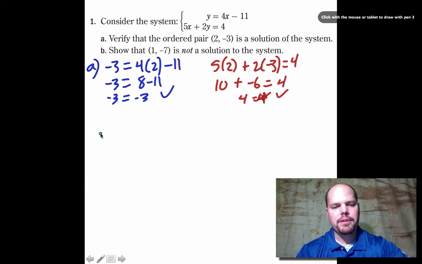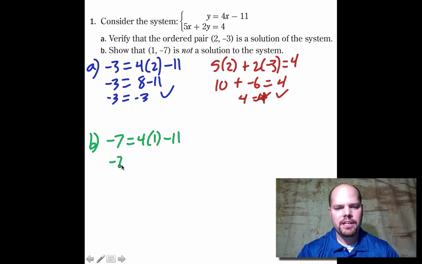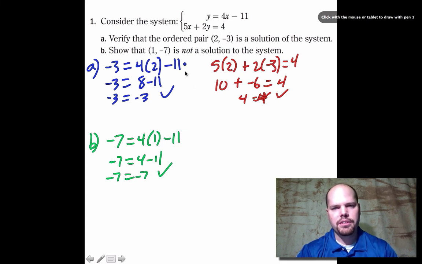Now part B, we have to verify that 1, negative 7 is not a solution. Using the top equation, negative 7 equals 4 times 1 minus 11. Negative 7 equals 4 minus 11. Negative 7 does equal negative 7, so it works there. So why is it not a solution? Well, you have to test it in the other equation as well.